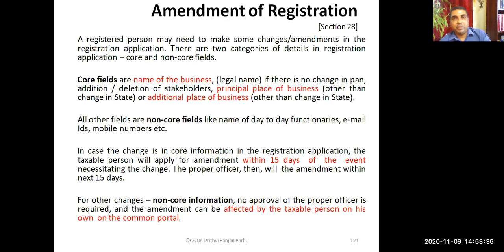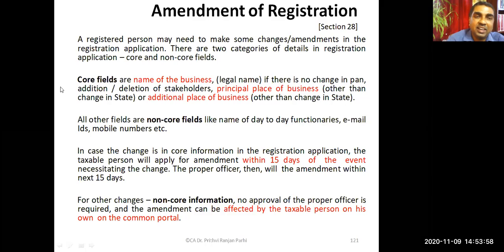Now, coming to the next concept, which is about amendment of the registration. That means you have already applied for registration and got a registration certificate. Now you need an amendment. Friends, you have to consider that an amendment can be related to some fields which are called core fields and some fields which are called non-core fields.